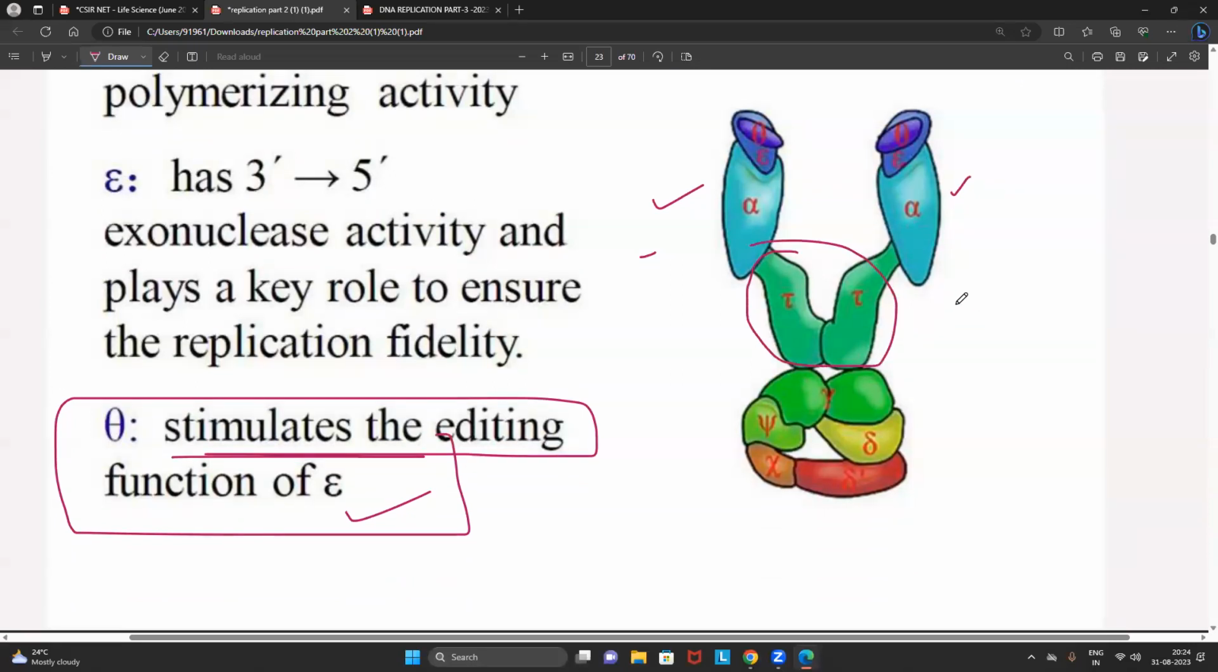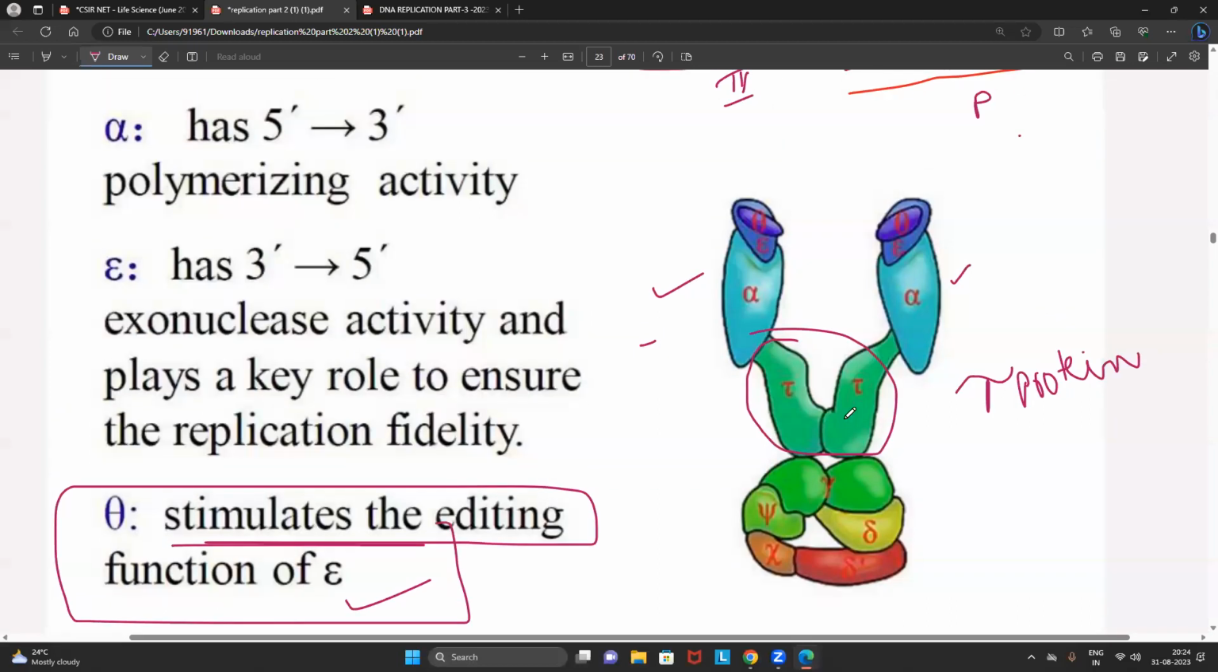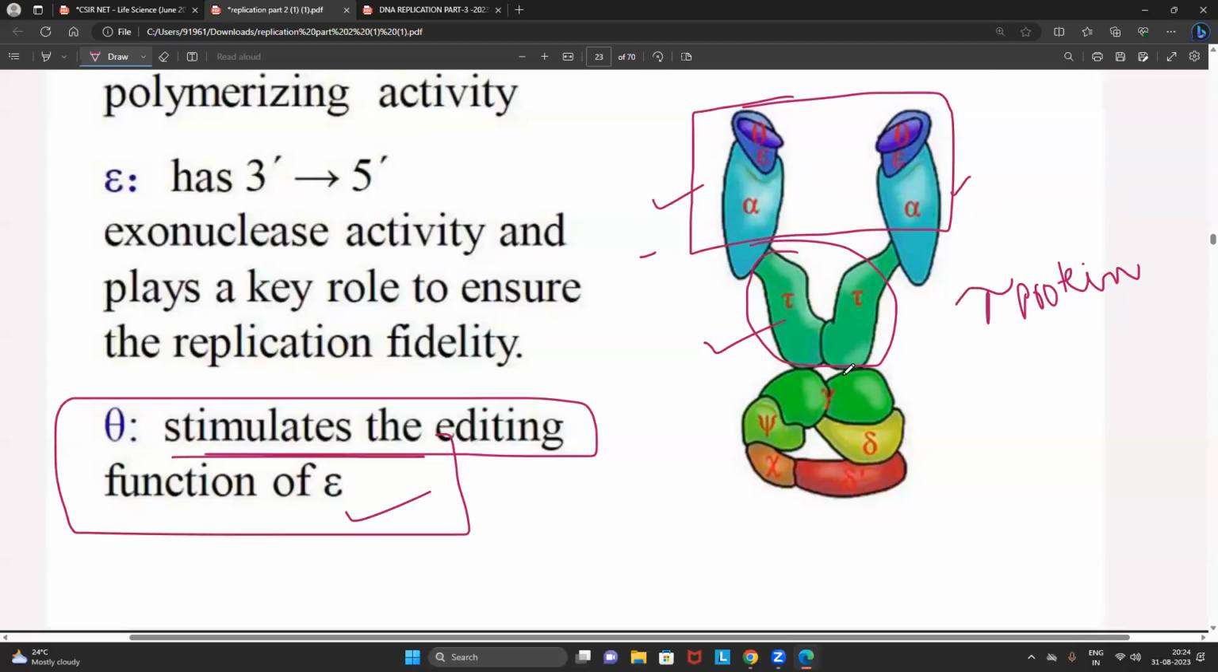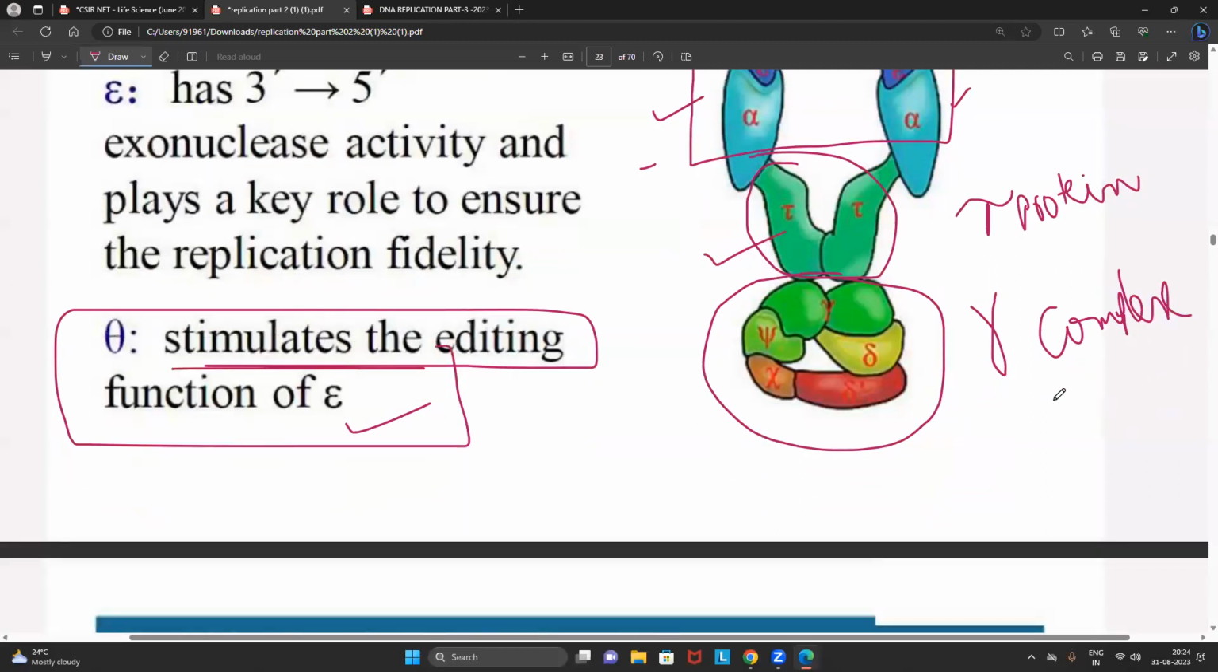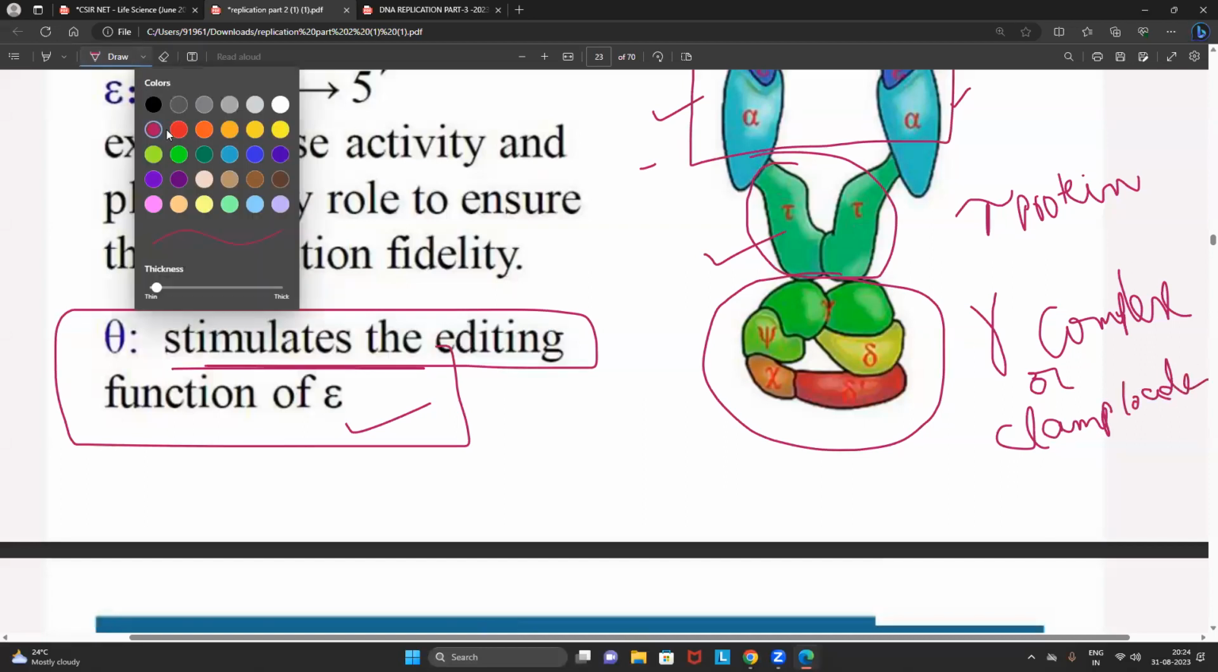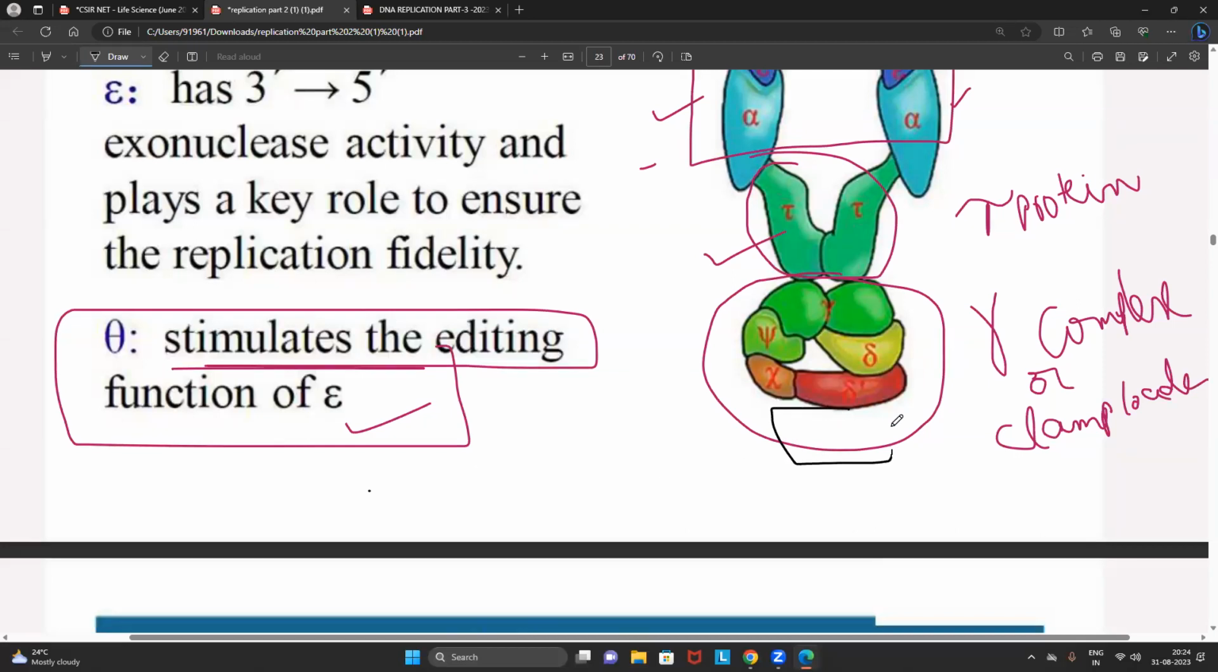Friends, I'll explain twice, just focus. It is called a tau dimer or a tau protein. You all have to understand me correctly. What is the function of a tau protein? Tau protein is holding the two core enzymes and connecting the two core enzymes to the gamma complex. It is connecting to what, friends? Gamma complex. I hope every student remembers, right? Gamma complex is also called a clamp loader. Now, to this clamp loader, finally, what will be attached?